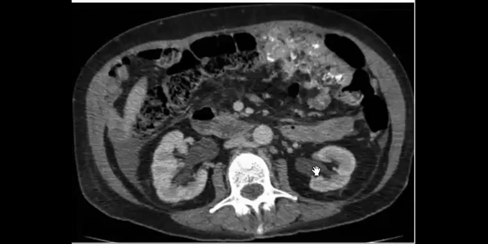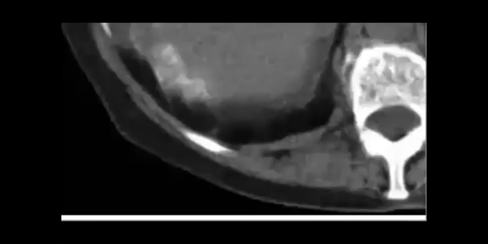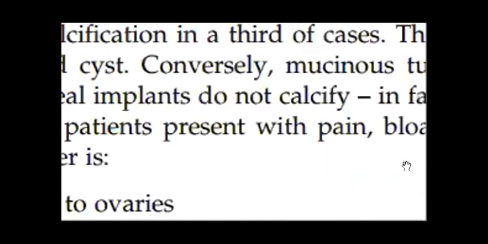You have a bit of dilatation in the ureters. You need to check, at least to mention that you need to check for hydronephrosis. Perfect. So at least you check for hydronephrosis, right?